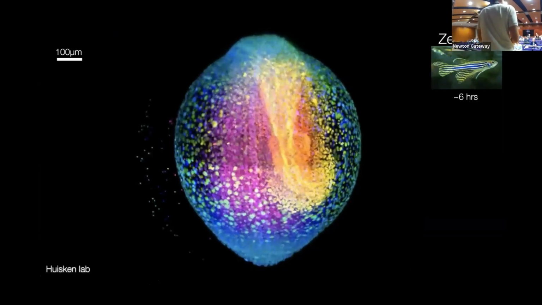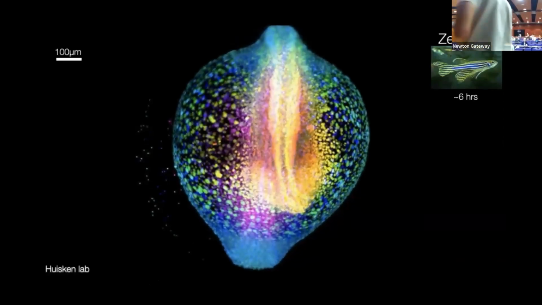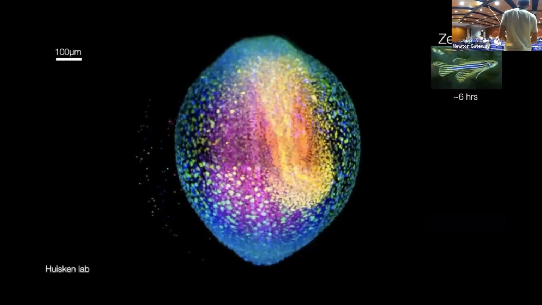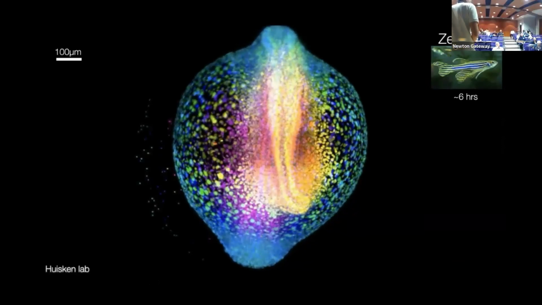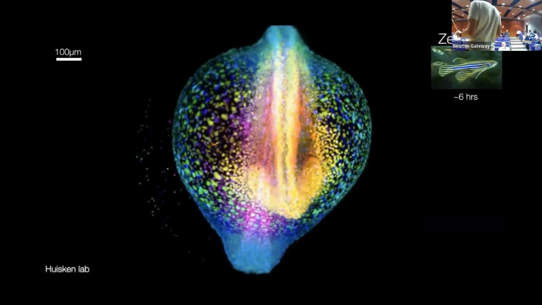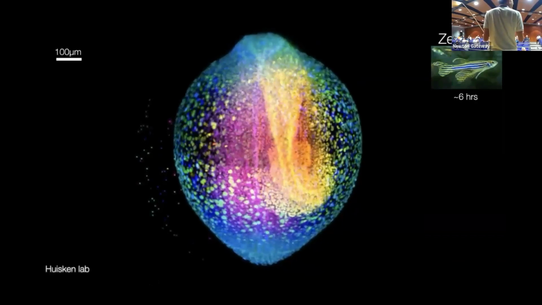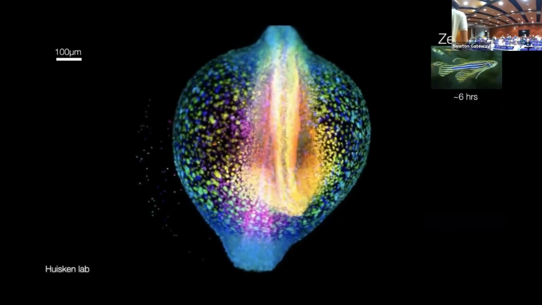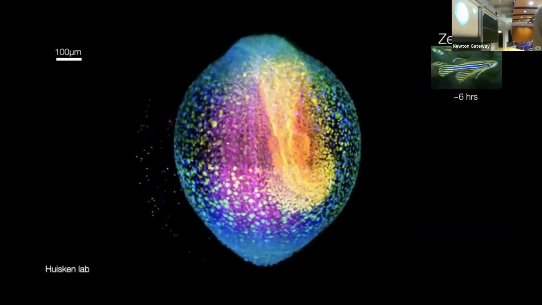So I get motivated by movies like this one. This is about 6 hours in the life of the early zebrafish embryo. You see cell nuclei labeled according to height in different colors. And what you can see is that basically in just a couple of hours, a bag of cells is able to structure itself into anything that makes up a living organism. You can see the backbone here, the eye, lobes, the head structures, and so forth.